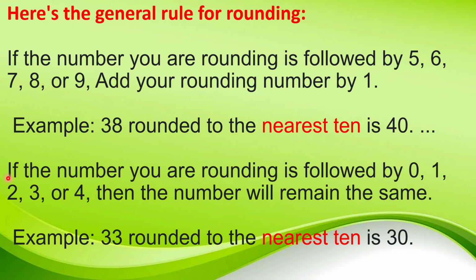Next, if the number you are rounding is followed by 0, 1, 2, 3, or 4, then the number will remain the same. Example, 33 rounded to the nearest 10 is 30.